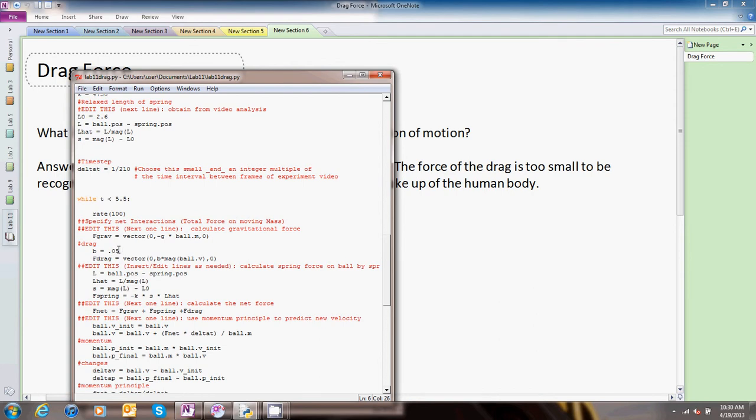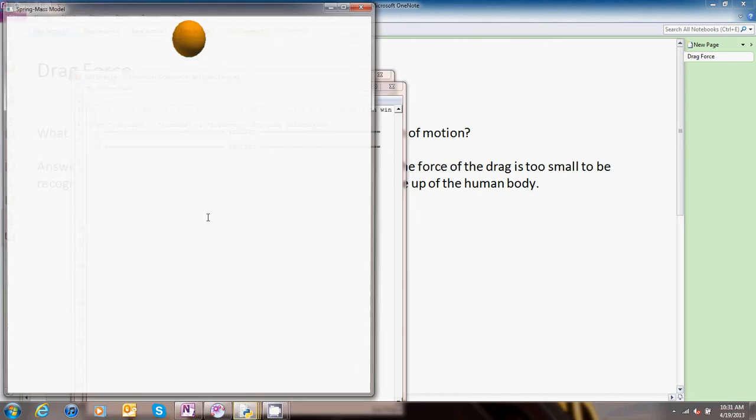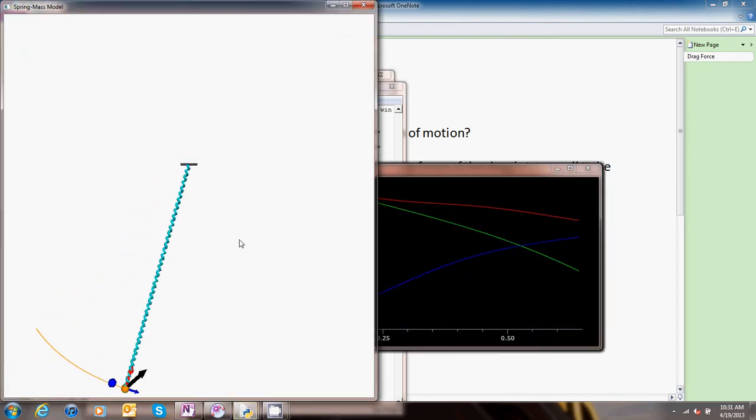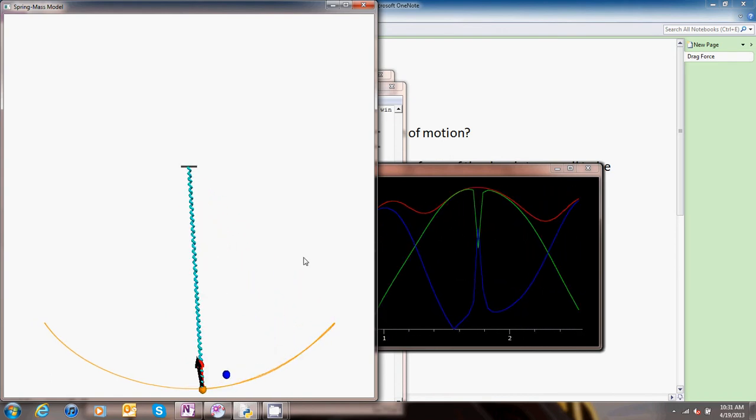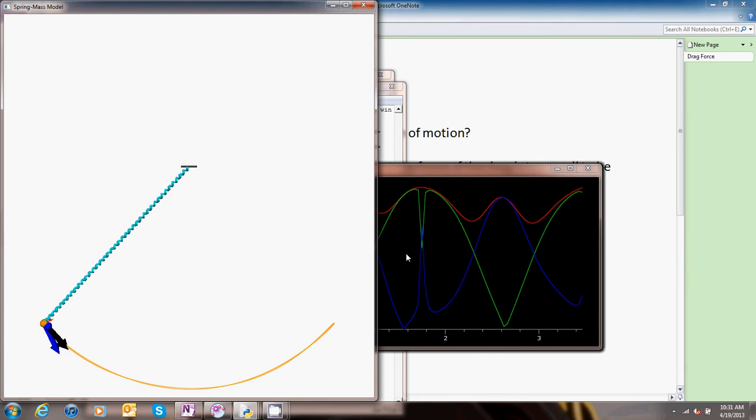The drag constant I found to be 0.05, and I used this formula to include drag, and it is also included in the net force. So after a run of this module, you can easily tell that there's basically no noticeable change in the motion or in the graphs.